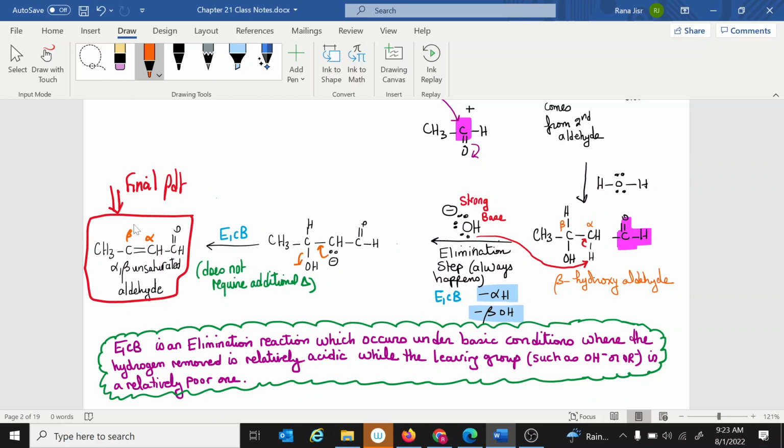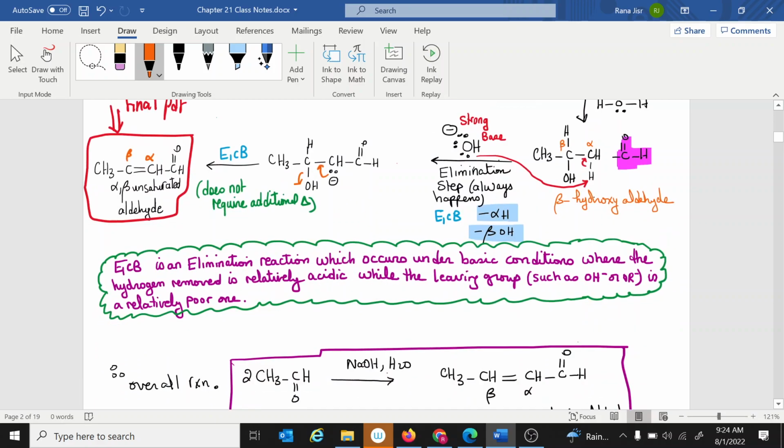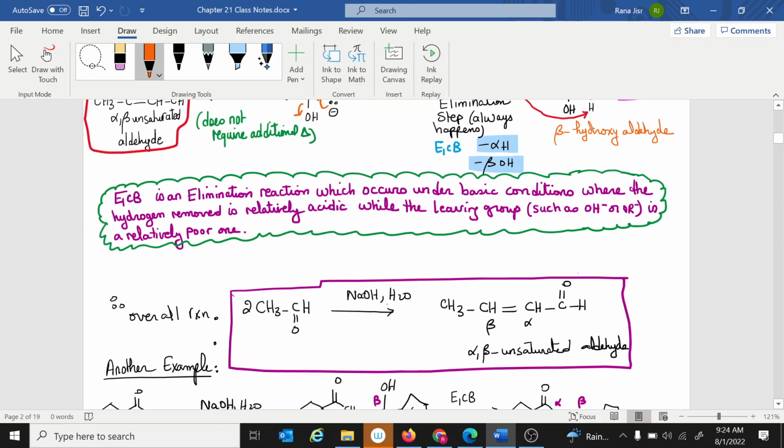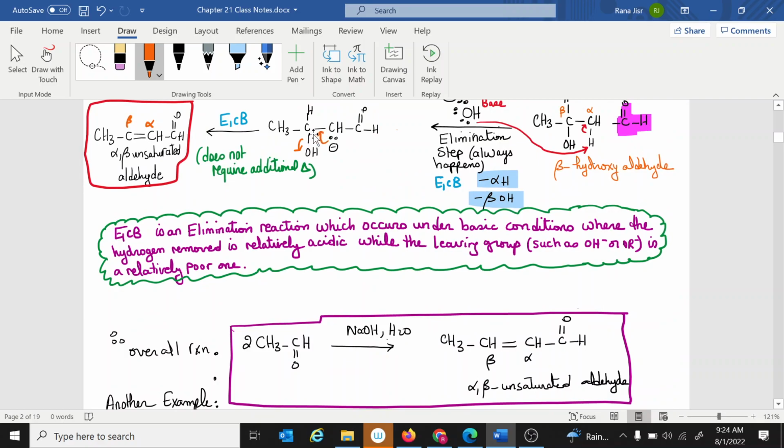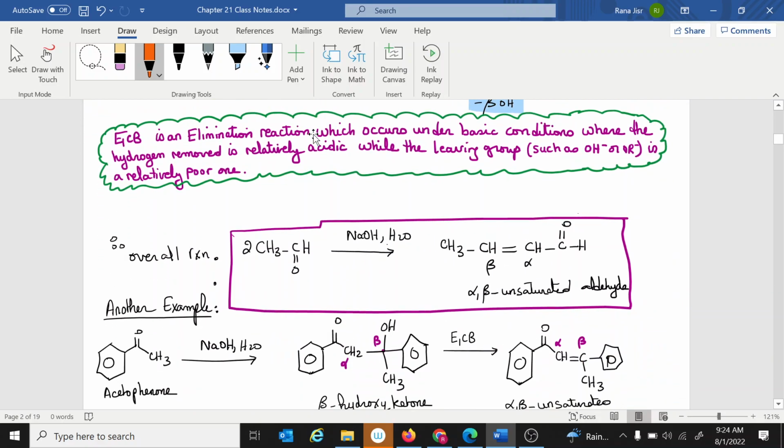Whenever you are doing the elimination for aldol condensation, your final product is always going to be the alpha beta unsaturated aldehyde. You're going to pass by the beta hydroxy, but do the E1CB elimination, take the alpha hydrogen, take the beta OH. You don't have to show the steps, just say E1CB minus alpha hydrogen minus beta OH and go directly from this to the final product. And this is actually what I'm showing every single time. I'm not showing those two steps. So the overall reaction, this is how it's going to occur.